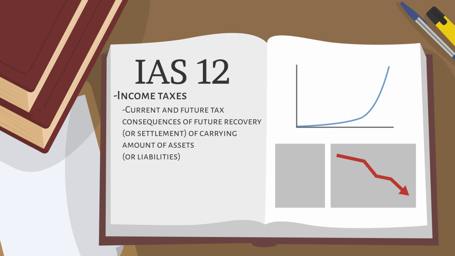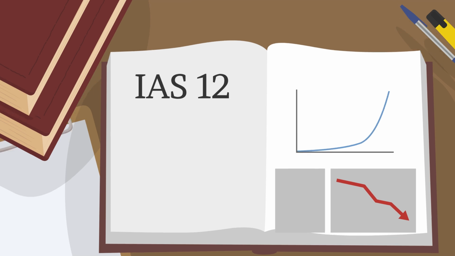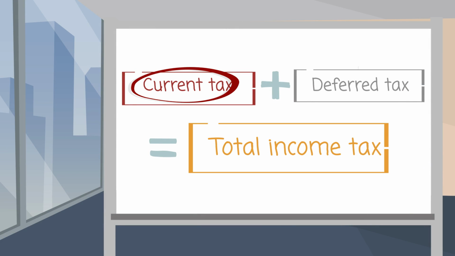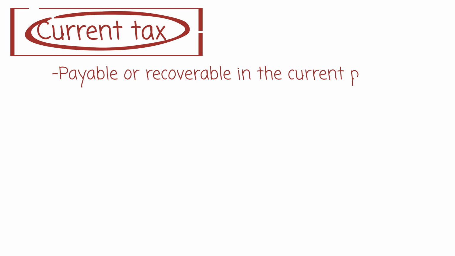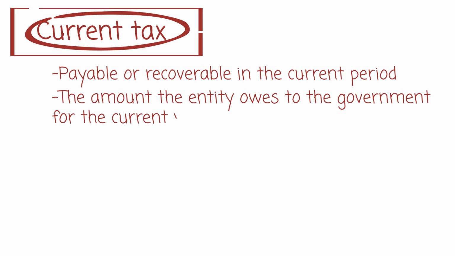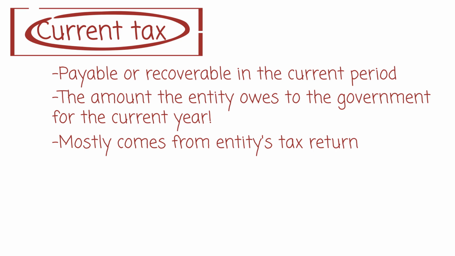Therefore, income tax is comprised of two components, current tax and deferred tax. Current tax refers to income taxes that are payable or recoverable in respect of the current period's taxable profit or loss. Said another way, this is the amount the entity owes the government for the current year. For the most part, this comes from the entity's tax return, which is rooted in the tax code.